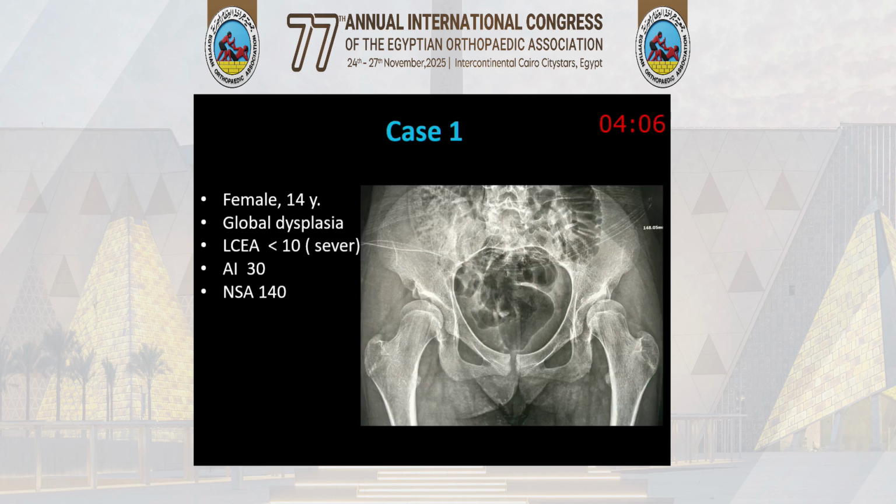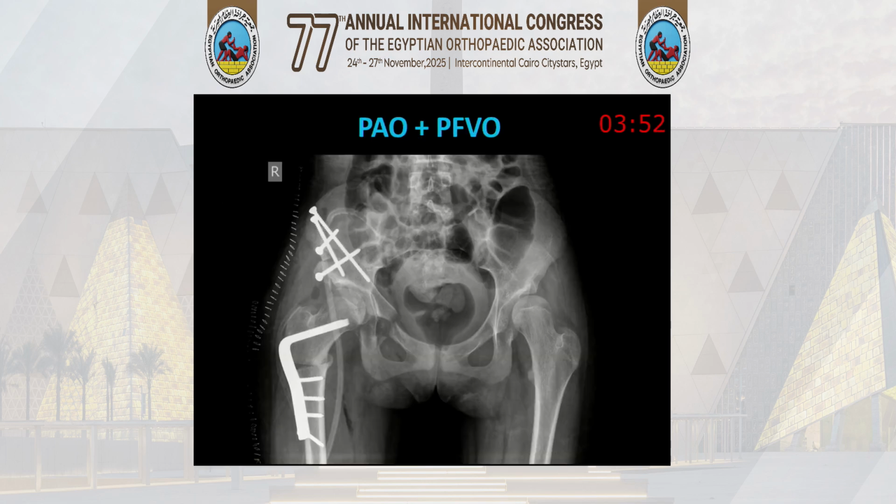So the first case is a female patient, 14 years old. She has a global dysplasia. The lateral center edge angle is less than 10, so it's severe dysplasia. Acetabular index more than 30, neck shaft angle more than 140. So we did a PAO with proximal femoral varus osteotomy, with improvement of the neck shaft angle and improvement of the acetabular index and lateral center edge angle.